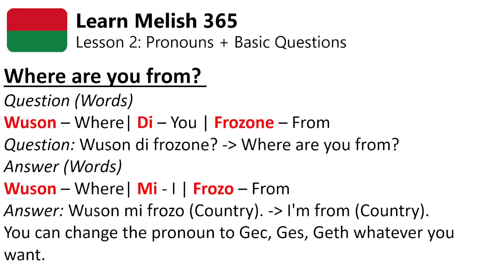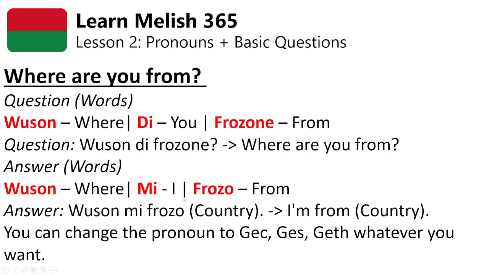And next thing we have here is how to say where are you from. To say where are you from in Melish, it will be Vuzon di Frozone. The direct translation would be where you from. Vuzon di Frozone. And once again, you can indeed change the pronoun. It's like where is he from, Vuzon Gek Frozone, Vuzon Gez Frozone, you get what I mean.